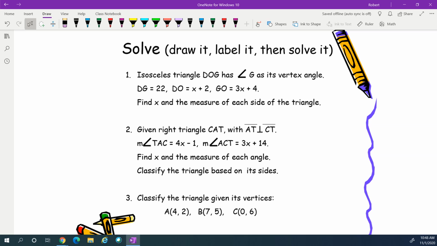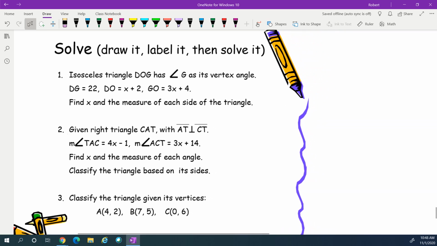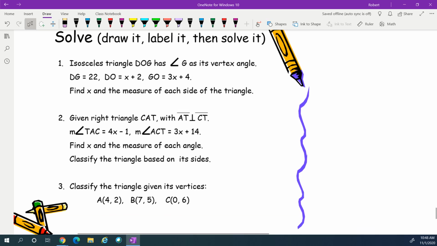Notice we don't have any pictures, so we're responsible for drawing the picture. And the picture is important. This is geometry. So let's see what we can do here. Let's take number one. We're going to bring it out here. So take these problems very slowly and draw as you go.